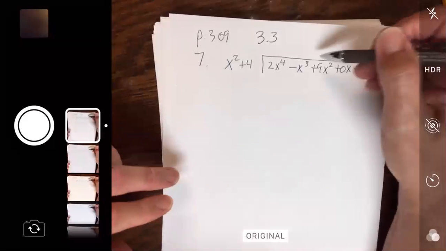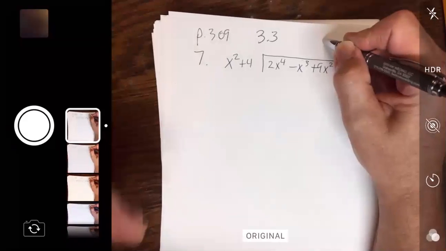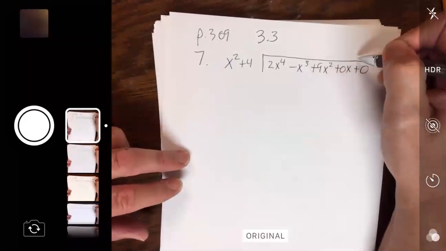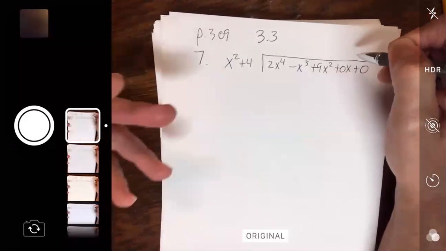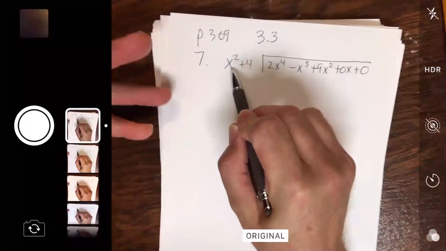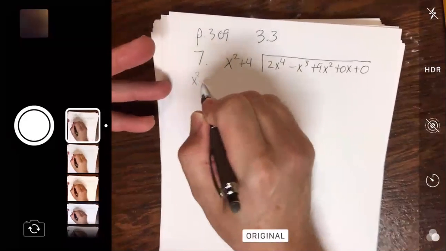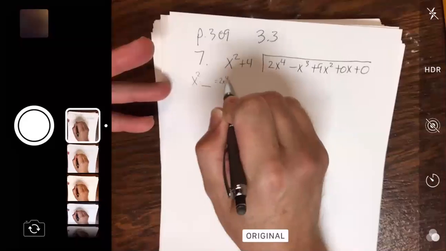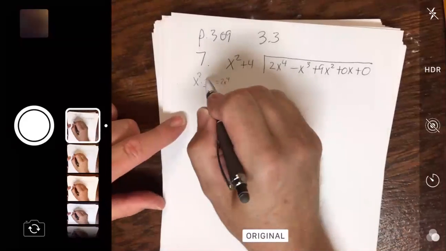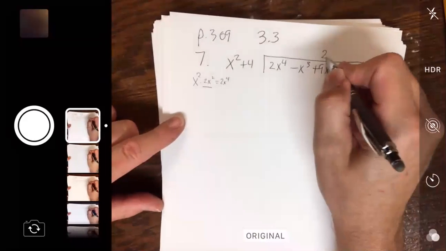The idea is you're creating your quotient up here, which sometimes can be the whole answer, and sometimes, of course, it's just a part of the answer, or your answer starts with it. You start the game by asking, this piece times what would give me this piece? In other words, x squared times what would equal 2x to the fourth? Can you tell that'd be a 2x squared? And that's what goes up here.